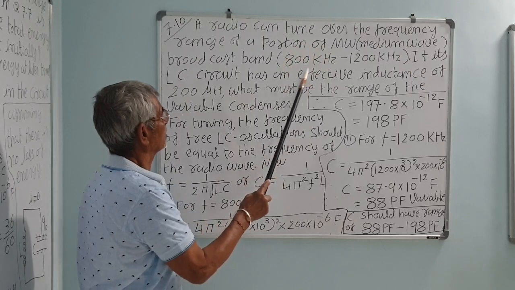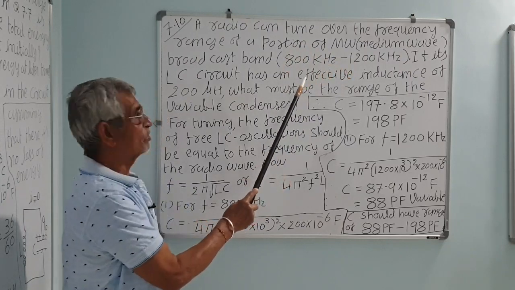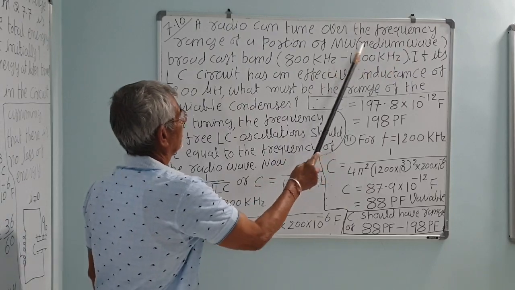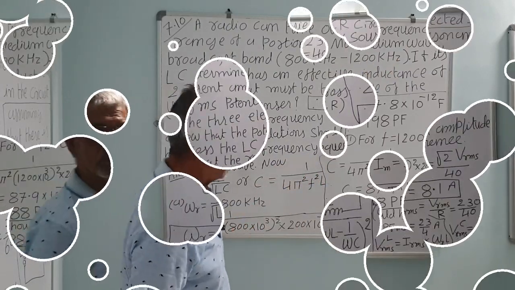For this is a lower frequency than this. So for this C will be more. For this the C will be less.